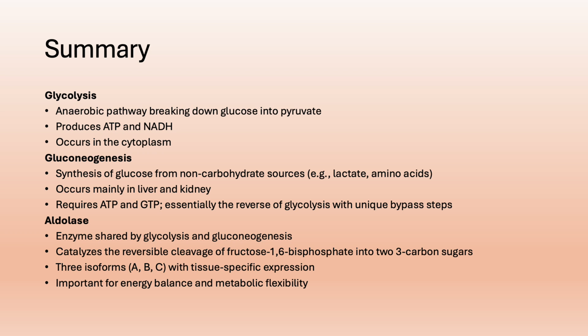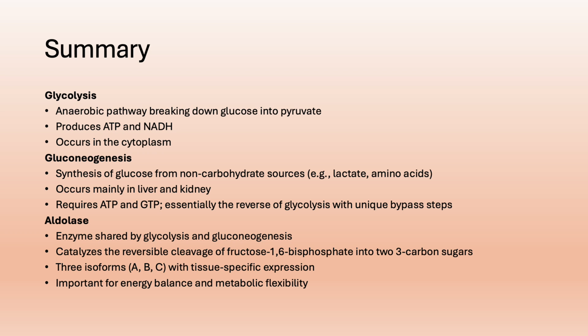So moving on to gluconeogenesis. This is basically the body's way of making new glucose from other sources like lactate, amino acids, or pyruvate, and it mostly takes place in the liver and kidneys. Unlike glycolysis, gluconeogenesis consumes energy in the form of ATP, and it follows a similar path to glycolysis, but it just uses special enzymes at certain steps which are different, which include pyruvate carboxylase and fructose 1,6-bisphosphatase.